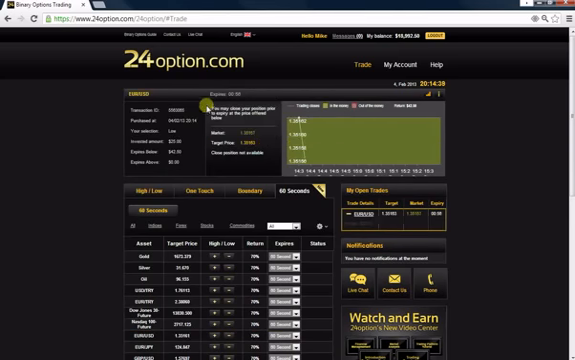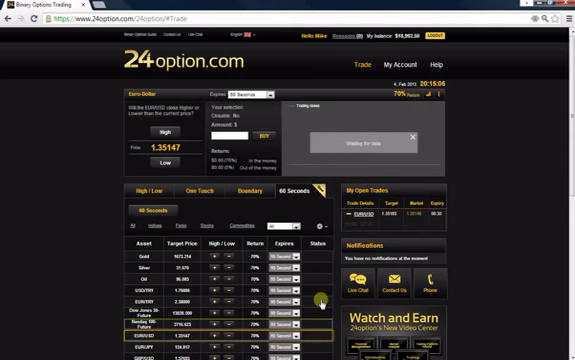Okay, and we purchased a call, and we're going to watch to see what happens here. Now what's different about the 24options platform from other platforms is that you have to click in order to prepare your next trade. What I mean by that: this is the current trade, and it looks like we're winning this trade, but we want to get the next trade ready, Euro US dollar.